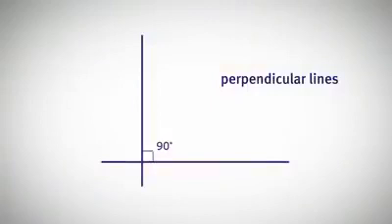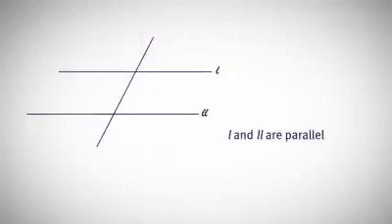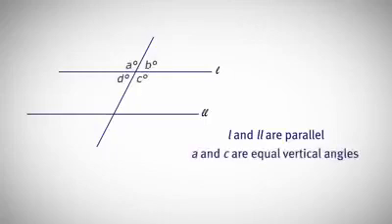You may see the phrase parallel lines on test day, and that refers to lines that will never intersect. Finally, we have the concept of vertical angles. Vertical angles are angles that are diagonal to each other at a point of intersection. And what you want to remember about vertical angles is that one equals the other.